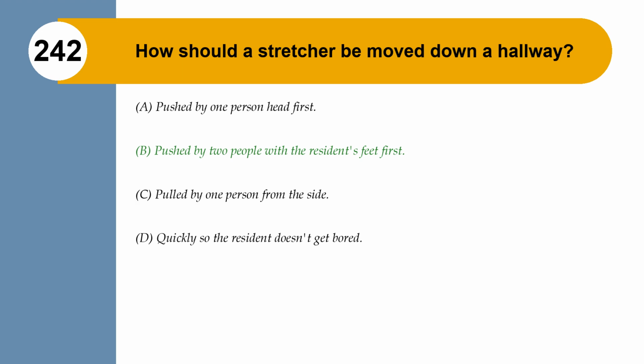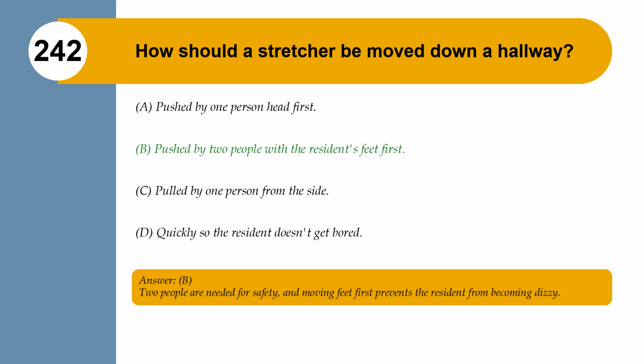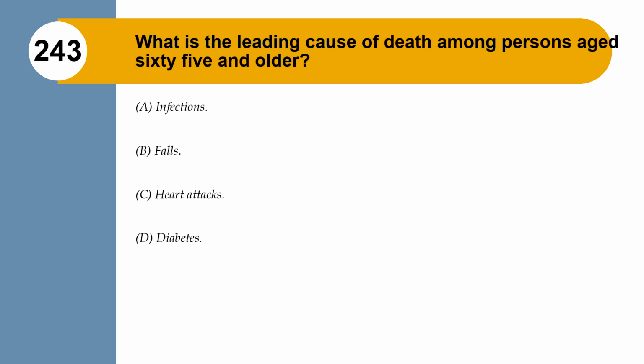The correct answer is option B. Pushed by two people with the resident's feet first. Explanation. Two people are needed for safety, and moving feet first prevents the resident from becoming dizzy. Question 243. What is the leading cause of death among persons aged 65 and older?